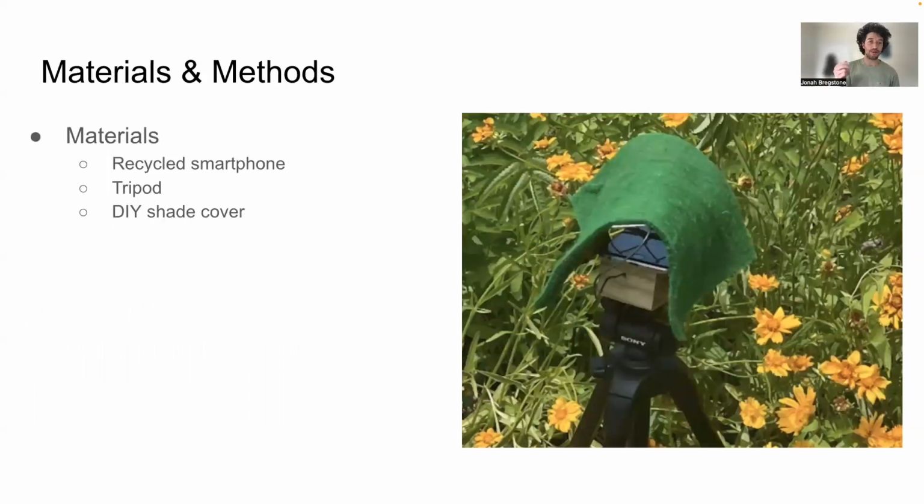Well, what you can see here pictured on the right is an example of one of our prototypes. This is a recycled smartphone. It's strapped onto a camera tripod, and it's taking photos of yellow tick seed. The team has built this DIY shade cover that's protecting the phone from the Maryland sun. And over the summer of 2022, the team had about 12 of these prototypes that we deployed and took data with. So what happens with the photo data after one of our capture events?